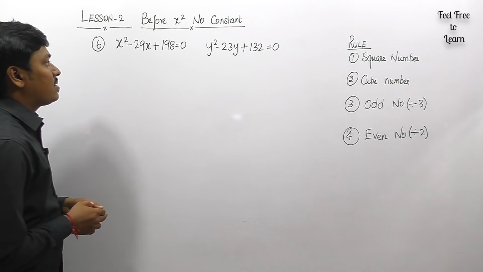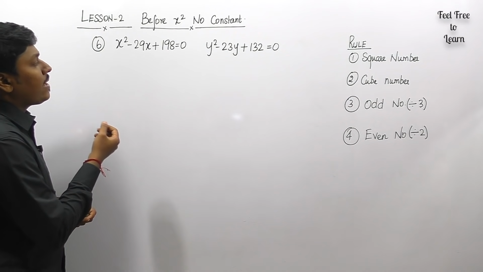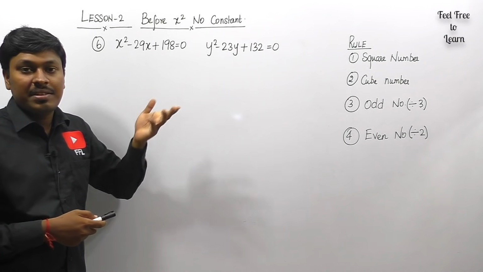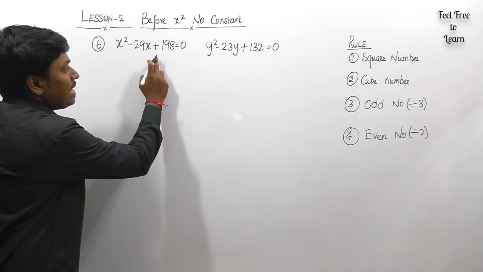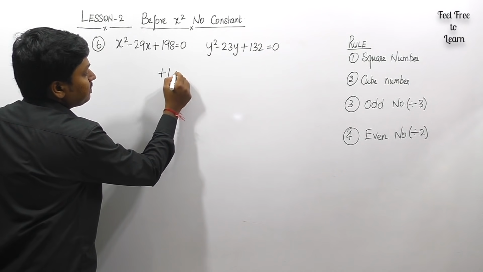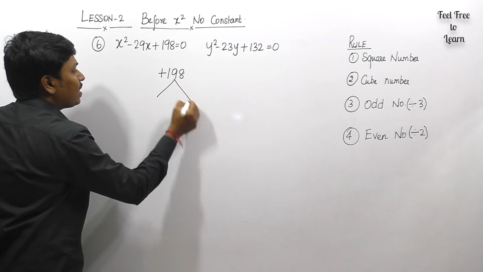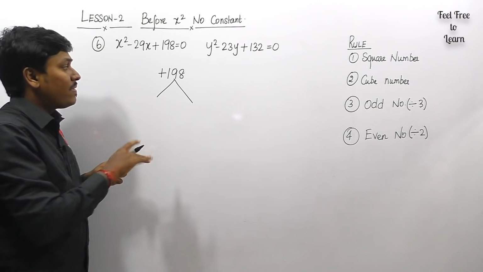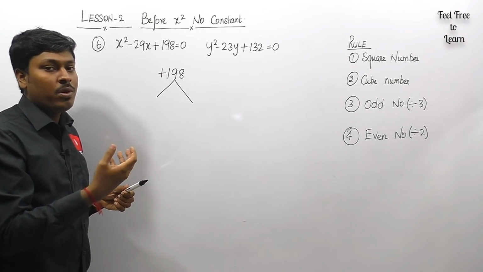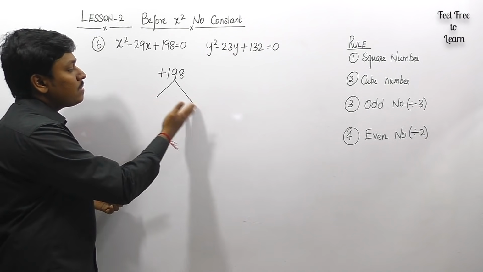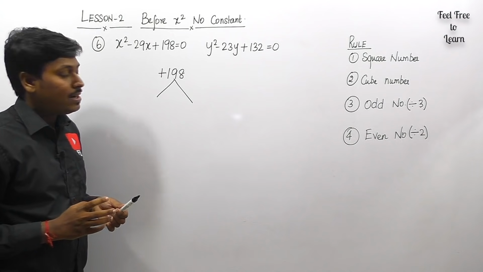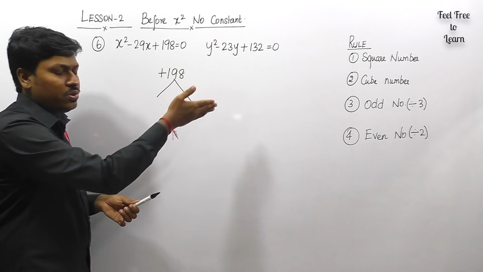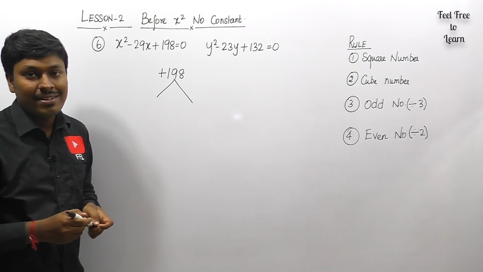Question number 6. x square minus 29x plus 198 is equal to 0. Again the given expression is a quadratic equation. So friends, here it is plus 198, and we need to find what the factors are, right? Because it is a 3-digit number, we follow certain rules. So friends, this is not mandatory. If you want, you can follow it, or if you know the multiples, you can directly solve this question. I am just talking about the students who find it difficult to find the factors. So use that rule, you can find the factors easily.